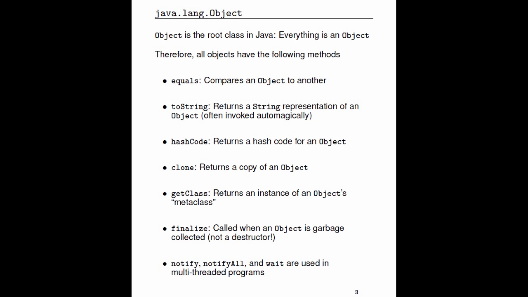Every object has a hashCode method, which will return, well, a hash code for an object. And we'll see in a future screencast how this is really important to the way collections work. And it's fundamental that every object has a hash code. The clone method returns a copy of an object. getClass returns that object's metaclass, the Class. Finalize, we talked a little bit about before, is called when an object is garbage collected. It's not the same as a destructor. Instead, it's sort of a cleanup method.